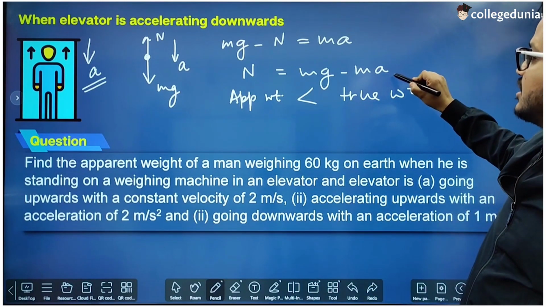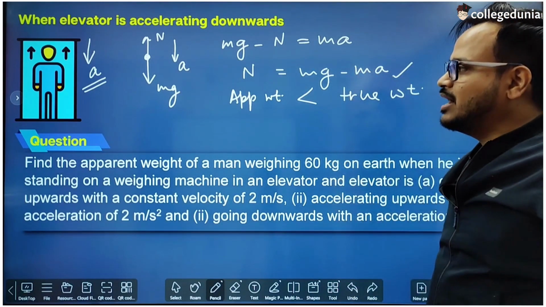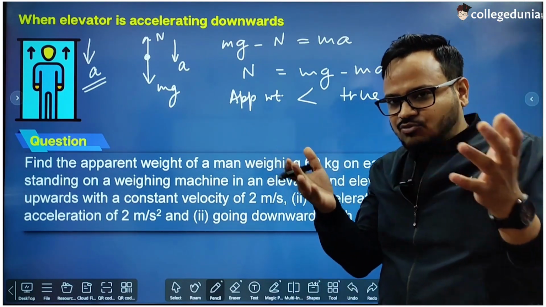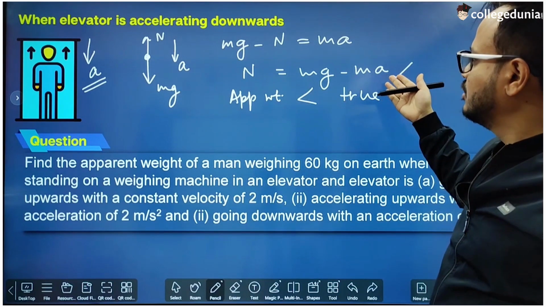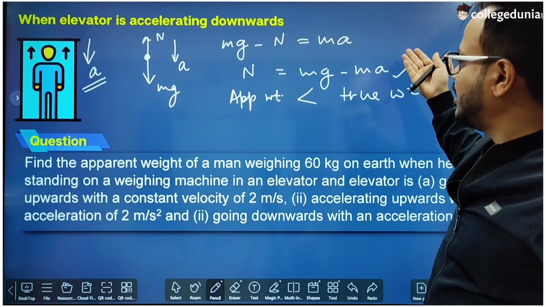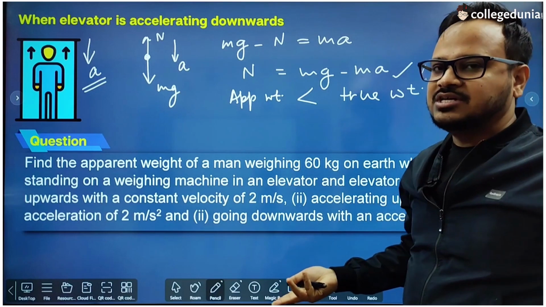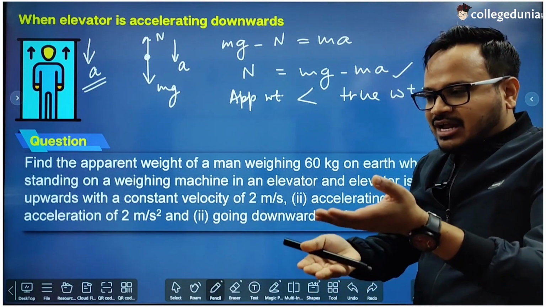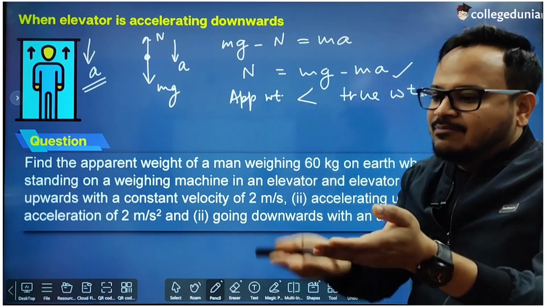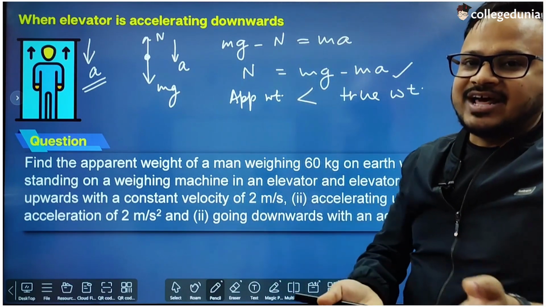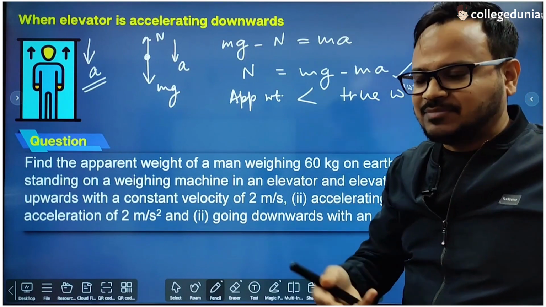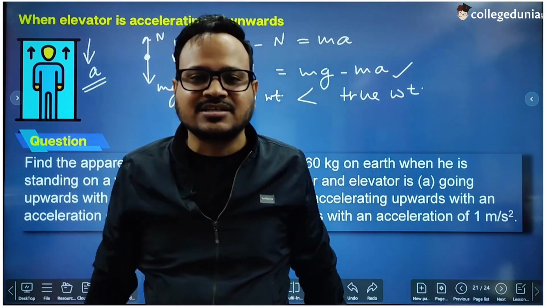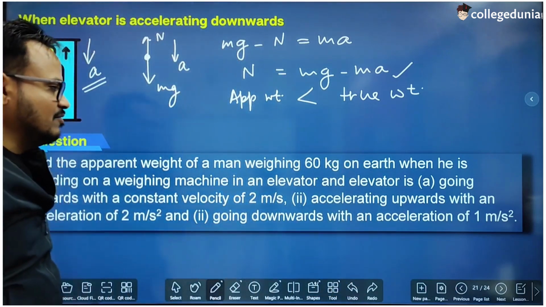And if this acceleration is more than g, then N is going to become negative, which means that the elevator is falling with more acceleration than g, and the man is obviously falling with g, so the elevator will reach before the man. So with respect to the elevator, the man will go in the upward direction. Both are going in the downward direction, but the acceleration of the elevator is more, so it appears that the man is going in the upward direction. That means N is negative.